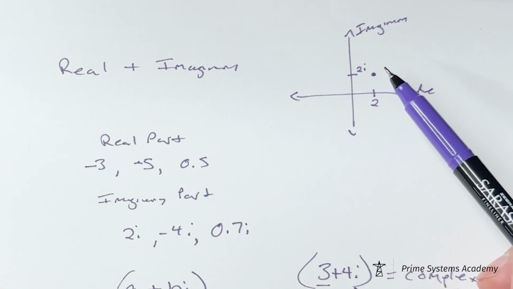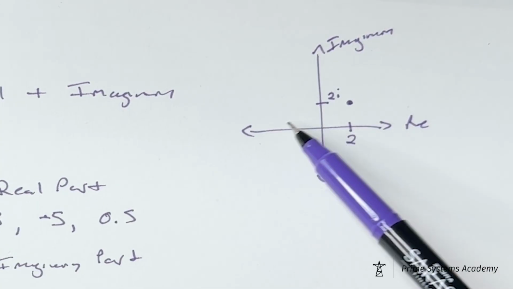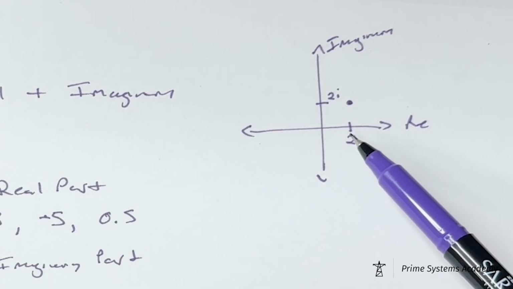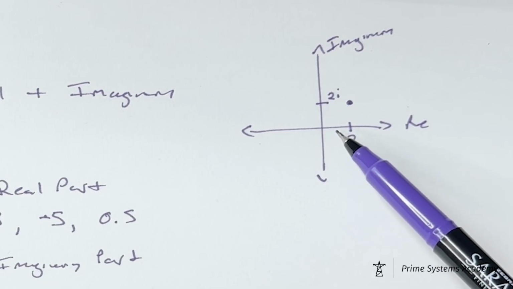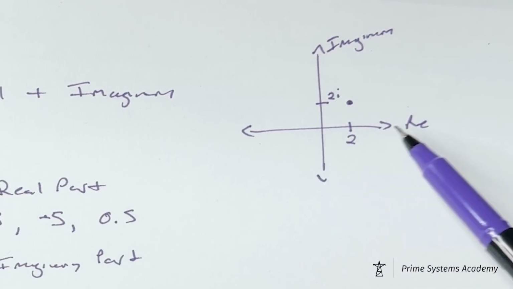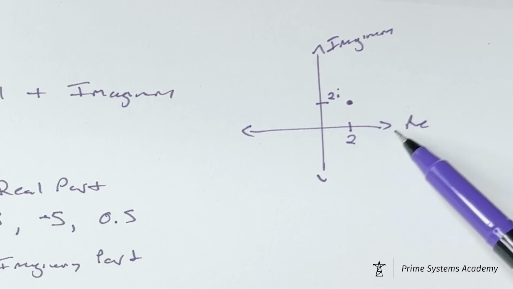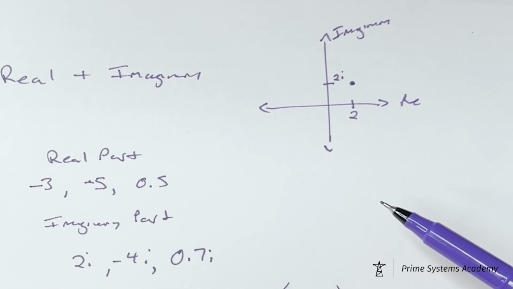Every complex number has a home on a special graph. Since complex numbers have both a real part and an imaginary part, we can plot them on a graph with two axes. The real axis is horizontal and the imaginary axis is vertical. So this graph helps us see and work with complex numbers visually.